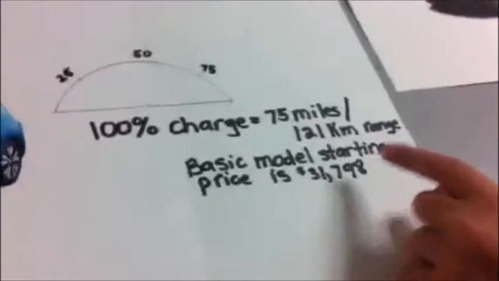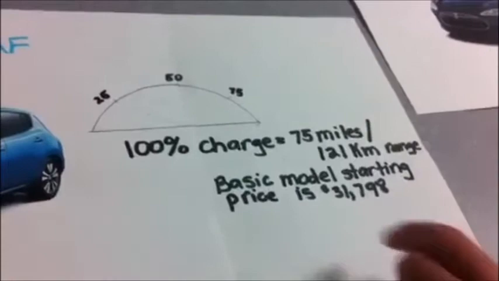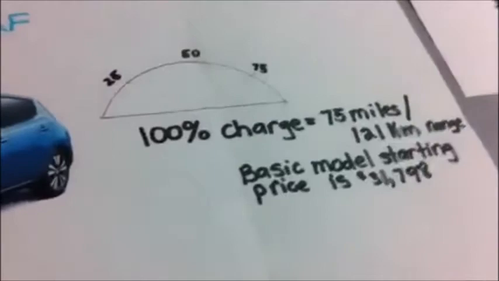This is the Nissan Leaf, which is 100% charge. It goes 75 miles, 121 kilometers range. This is the basic model starting price, $31,798. So obviously this one is less than the Tesla, because the Tesla can go farther. The Leaf doesn't go half as far as the Tesla, but the Tesla costs more.